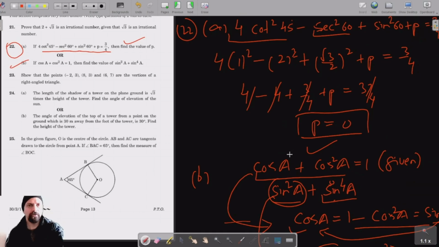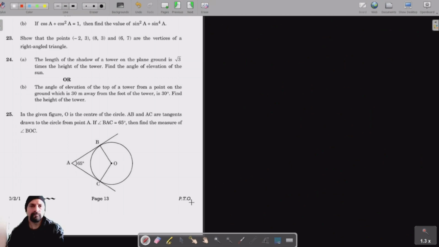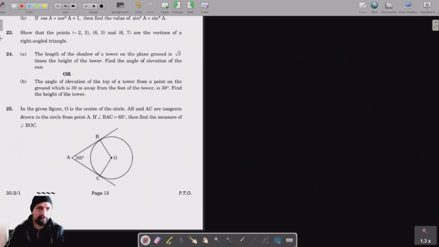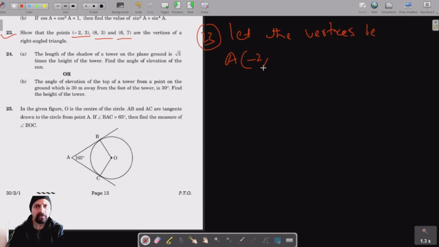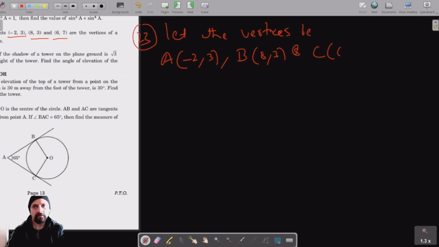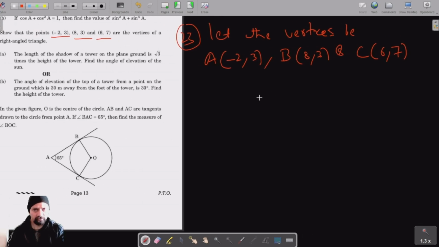Let's move on to question number 23. For question number 23, we have to show that the given points are the vertices of a right angle triangle. So let these vertices be A (minus 2, 3), B (8, 3), and C (6, 7). Now we have to show that these are the vertices of a right angle triangle.